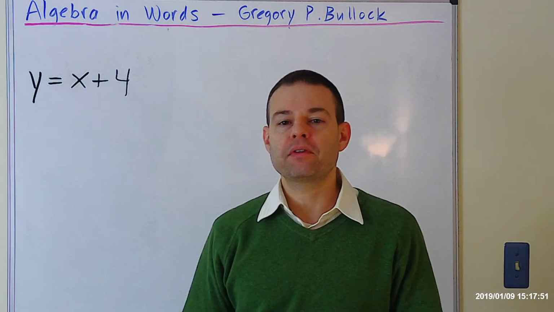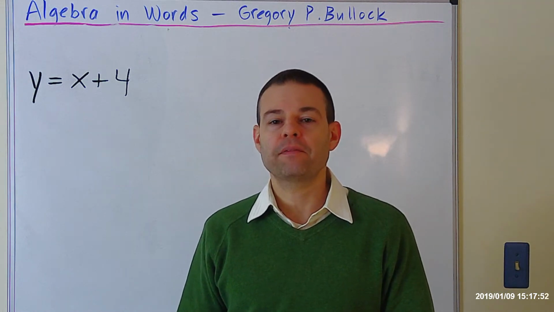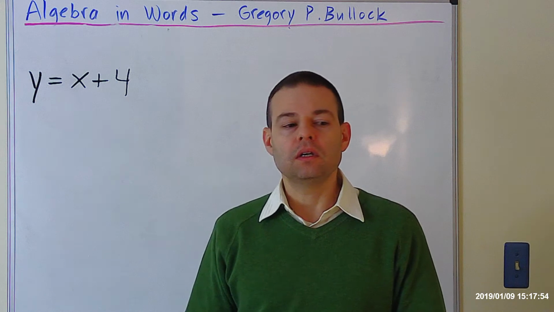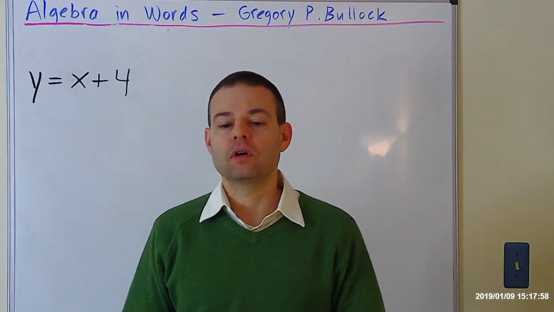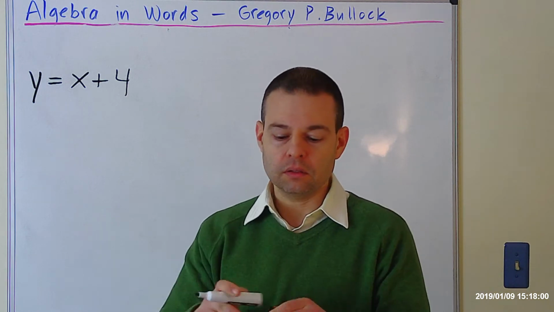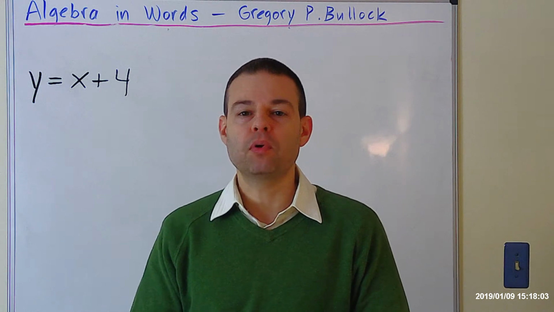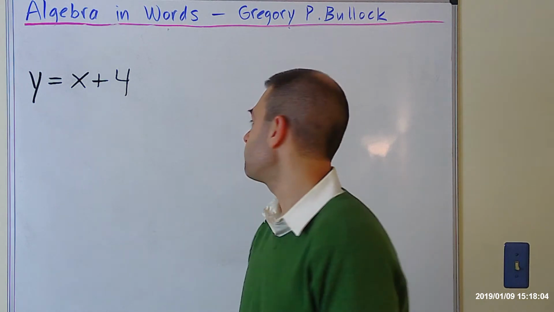But the first method we're going to look at to graph is using a table of 3 points. Okay? So just generally speaking, let's talk about why you should always have 3 points to make a line on a graph.